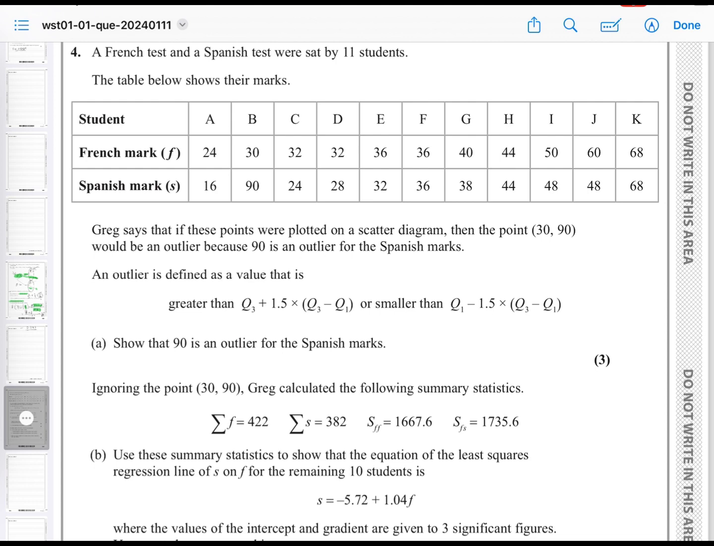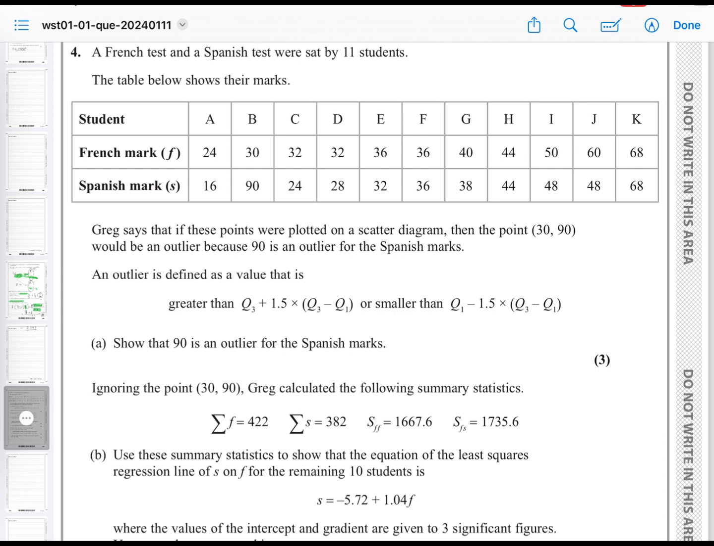If I read the question, a French test and a Spanish test were sat by 11 students. The table below shows their marks. So we have a table in which 11 students sat for French and Spanish, and the students are categorized by the alphabets from A till K. Greg says that if these points were plotted on a scatter diagram, then the point 30, 90 would be an outlier, because 90 is an outlier for the Spanish marks.